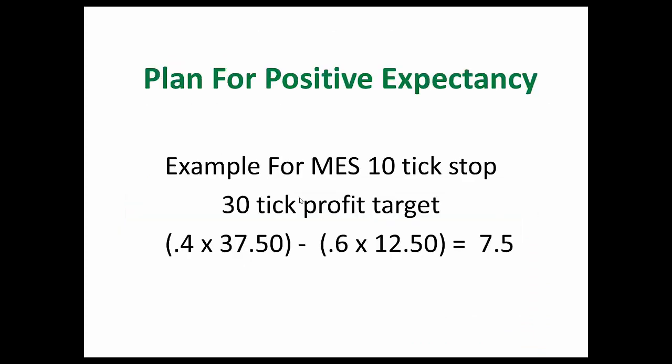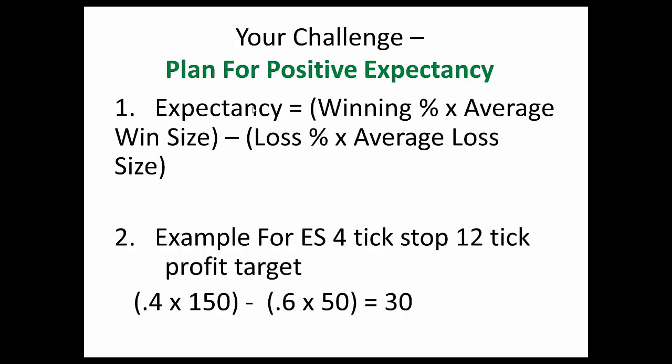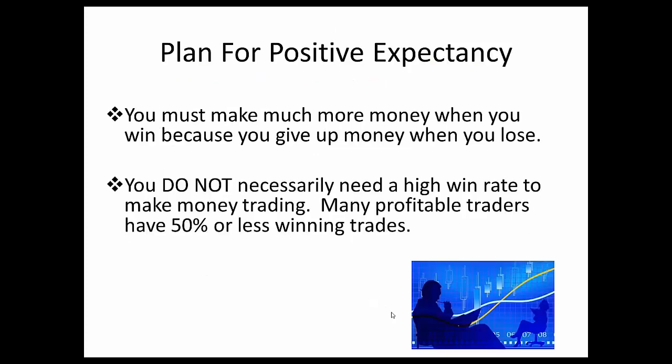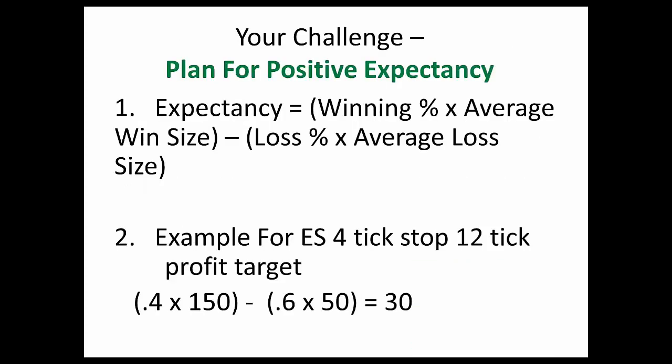All right, so for anyone that's not familiar with the term expectancy, you can calculate your expectancy just by taking your percentage of winning trades times the average win size. And then you take your percentage of losing trades times your average loss. You subtract the second amount from the first amount. If you get a positive value, that means you've got a positive expectancy.